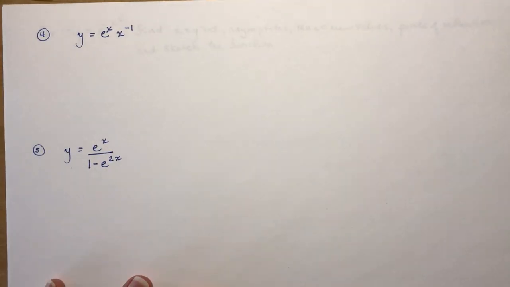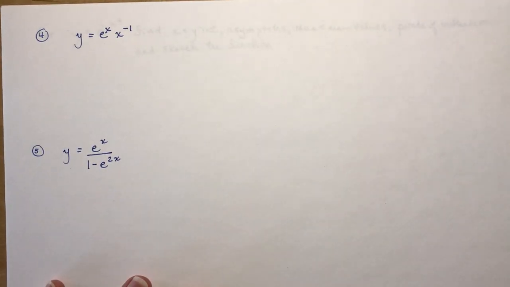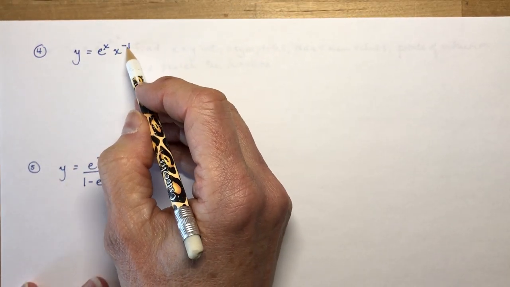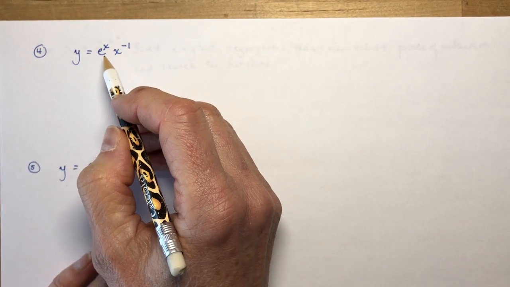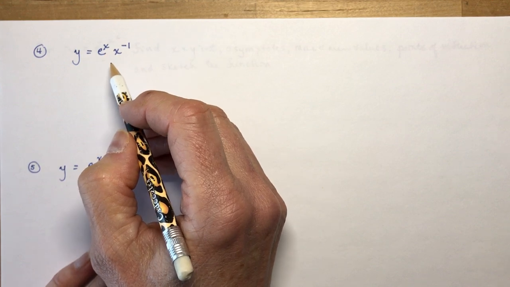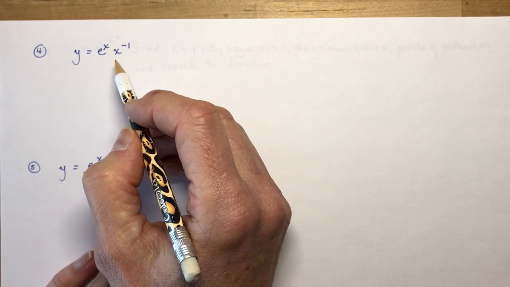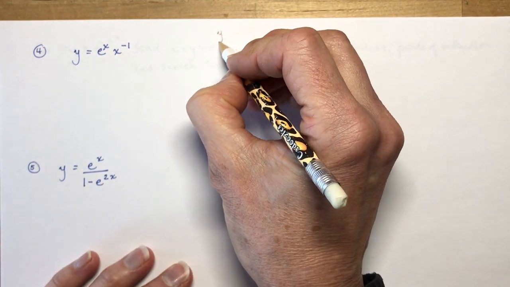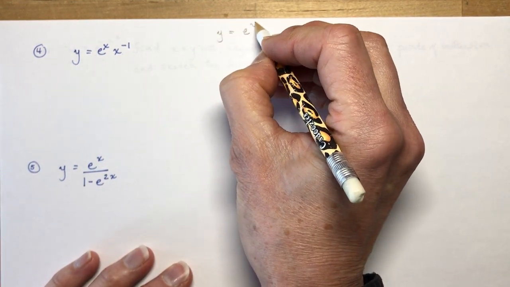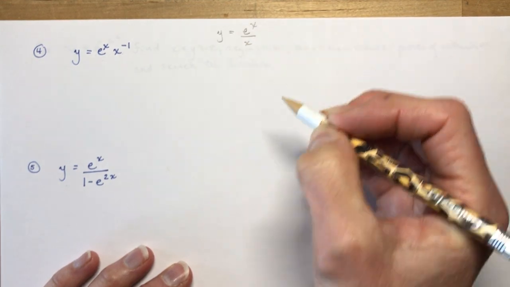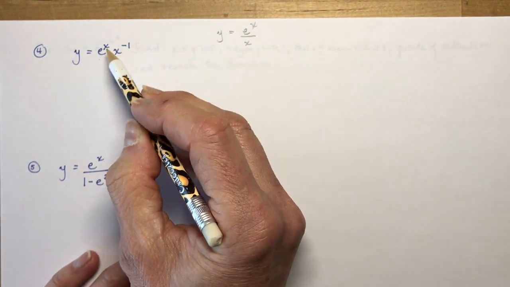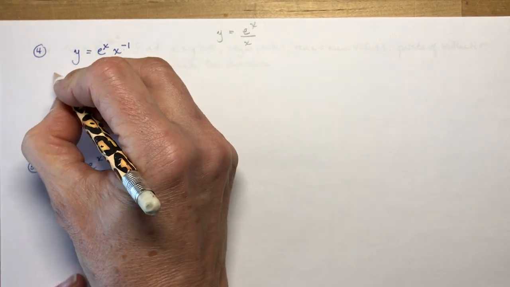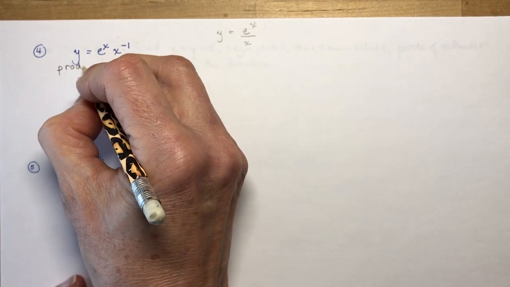Okay, moving on to another practice derivative here with our e to the x. I have y equals e to the x times x to the minus 1. Now again, remember this is a product rule because I have something times something. Now this could also have been initially written as e to the x over x, right? So if I'm going to use the product rule on this one, we're going to look at two ways. Let's use product rule and we're going to use the quotient rule as well.